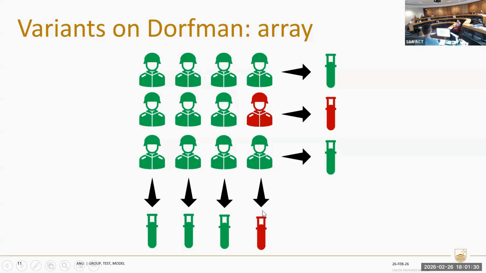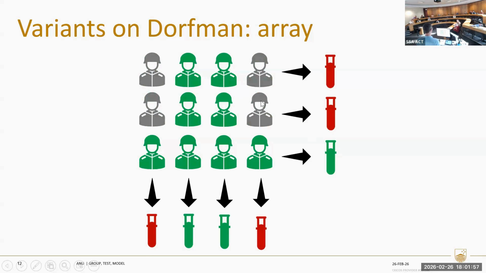And do individual tests there. So now, if you've got any one infected person, as you have in this case, exactly one column and exactly one row will end up having a positive result. And so from that, you can figure out who it is. Again, the obvious problem here is if multiple columns and multiple rows simultaneously test positive, then you don't know exactly who is positive.